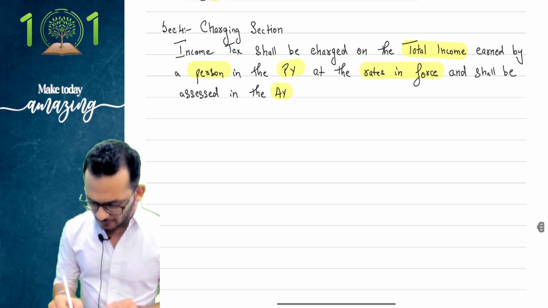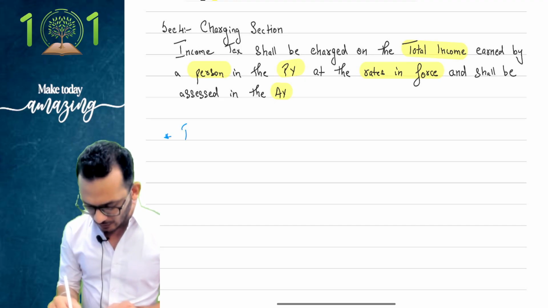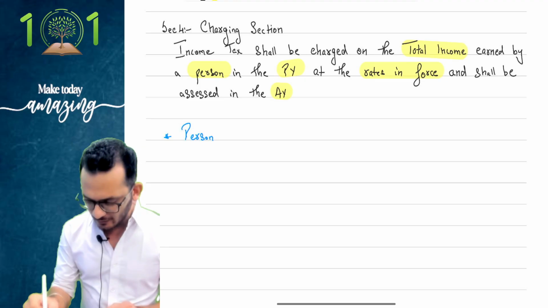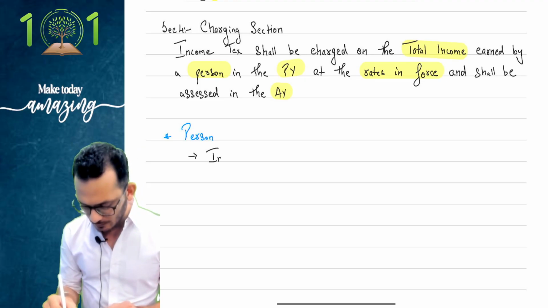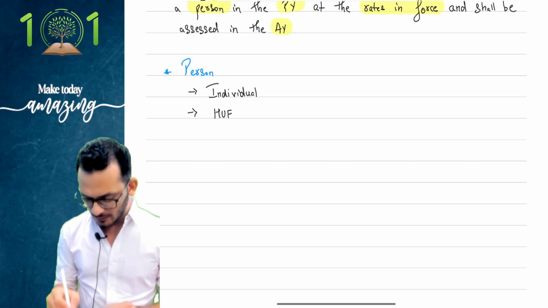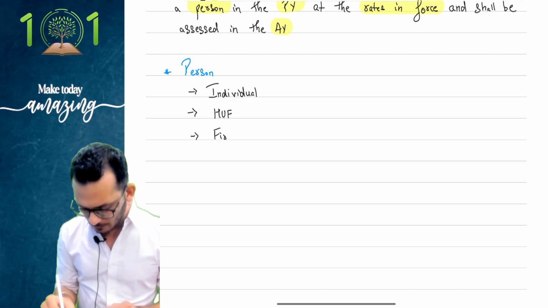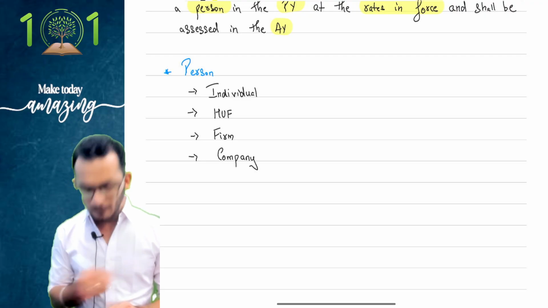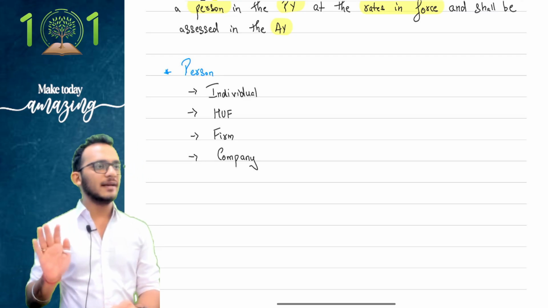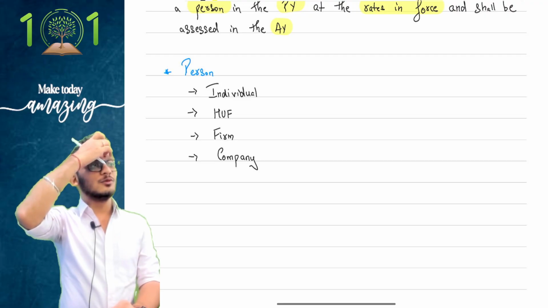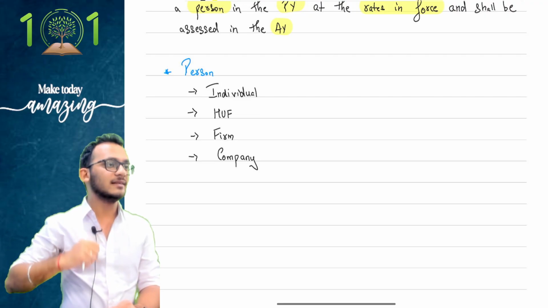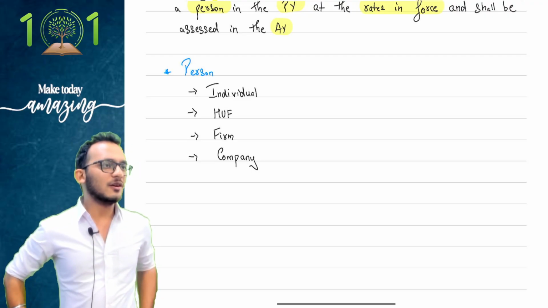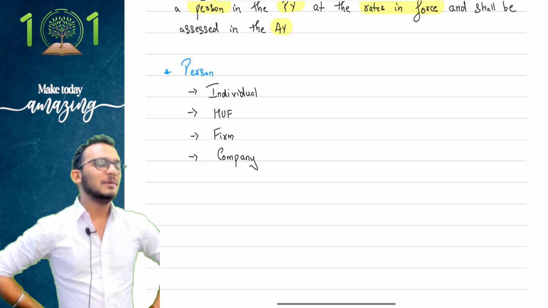Okay. So if I'm understanding this carefully, I have someone called a person. In a person, I have identified individual, next HUF, firm, company. That's all. These are the only people who will pay tax in India. Associations? What, ICAI, the Institute of Chartered Accountants of India? People, does ICAI pay tax?